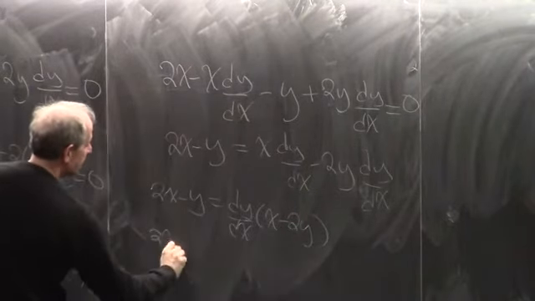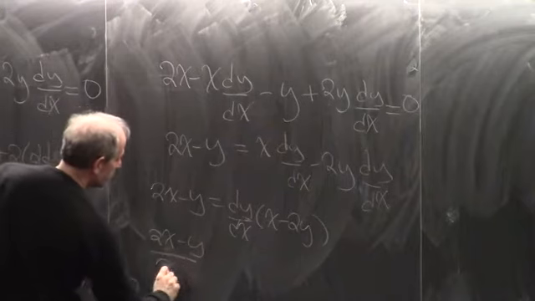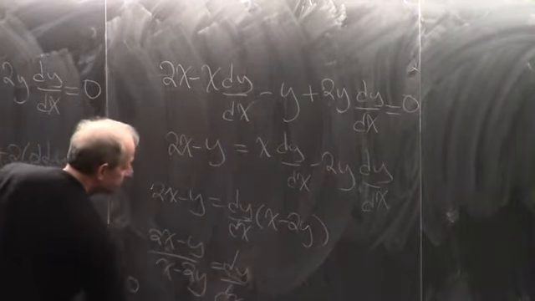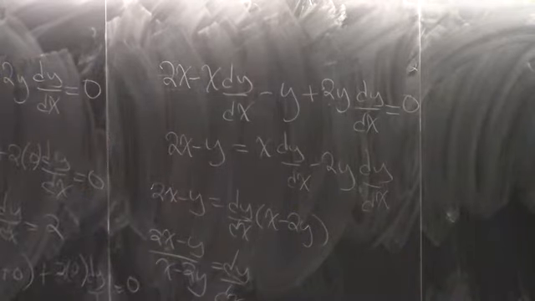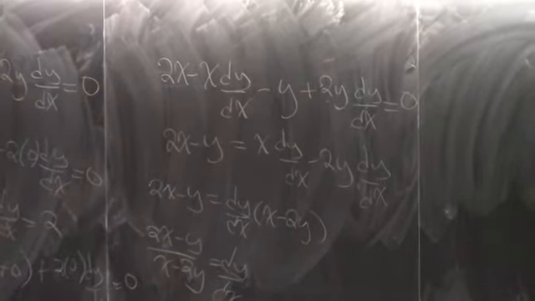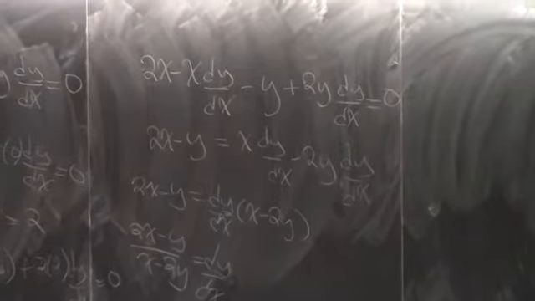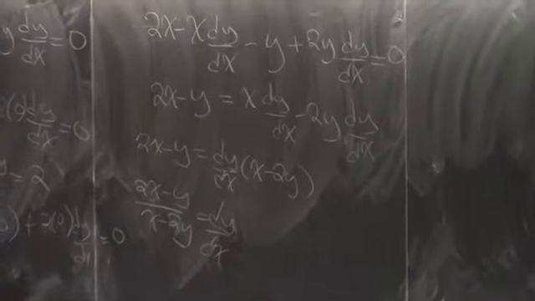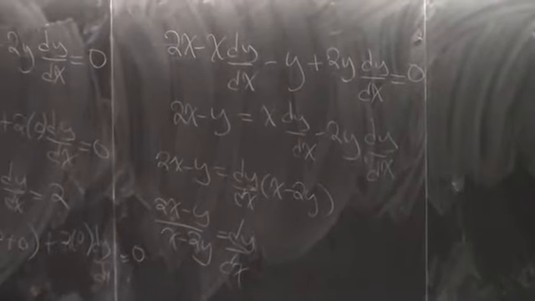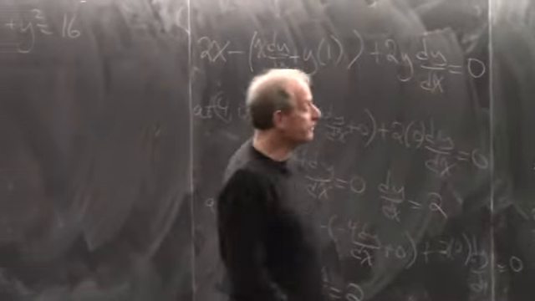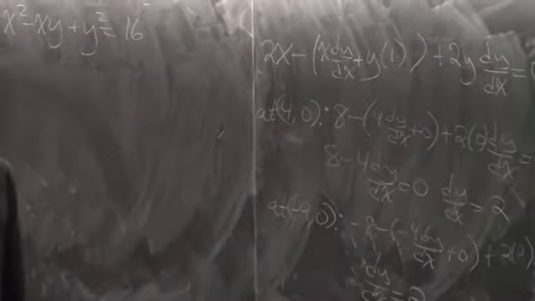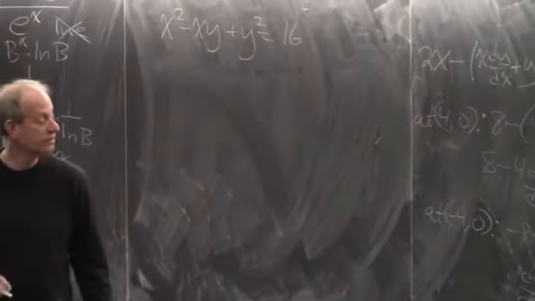And divide. You get (2x − y)/(x − 2y) = dy/dx. So that's the first step. Okay? Now we want to find where the tangent line is horizontal. That's going to be where the derivative is 0. The derivative is 0 where the numerator is 0, provided the denominator is not also 0 there.